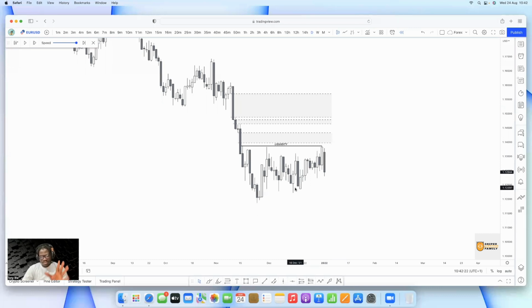And now we come to the structure of the market. It was giving us a higher high, this higher low, this higher high, broke the structure, gave us this lower low, lower high, lower low.